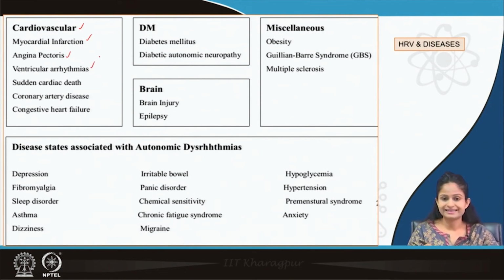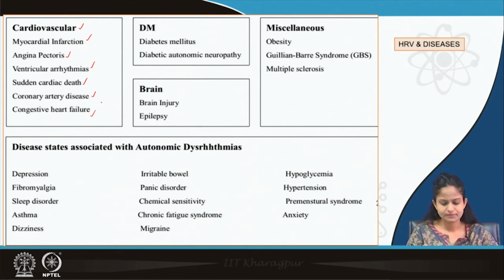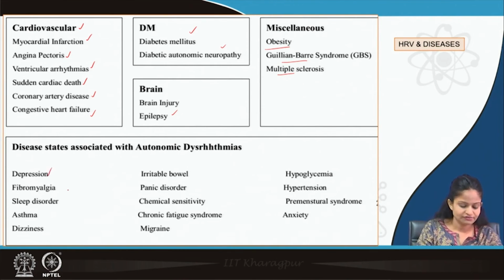Then we have ventricular arrhythmias, various arrhythmias we had already discussed, sudden cardiac death risk, coronary artery disease, then congestive heart failure. Then autonomic neuropathy, we have diabetes mellitus, diabetic autonomic neuropathy, brain injury, epilepsy, obesity, multiple sclerosis, Guillain-Barré syndrome. Then diseases which are solely associated with autonomic dysrhythmias, that is depression, fibromyalgia, various sleep disorders, asthma, dizziness.